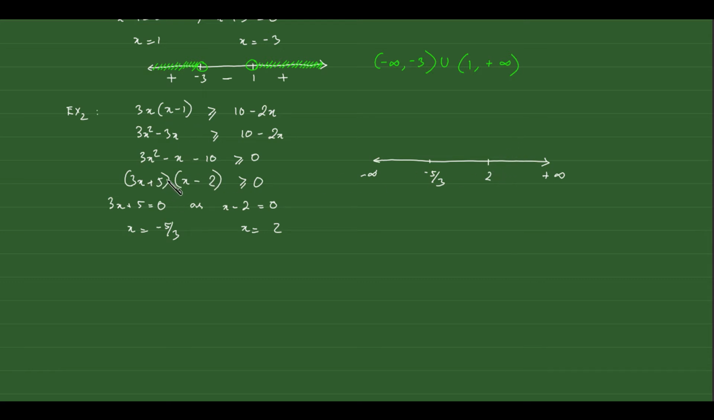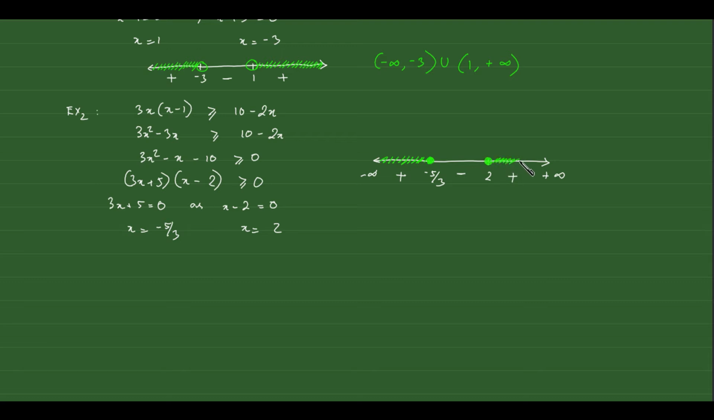You plug over here, positive. Pick 1, negative, and pick -2, positive. All right. So what we need is greater than or equal, it means we're gonna take the ones with positive sign. So the answer will be this one, right? And this is included, okay, because it's equal. It's included because it's equal.